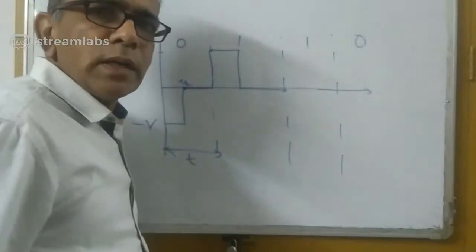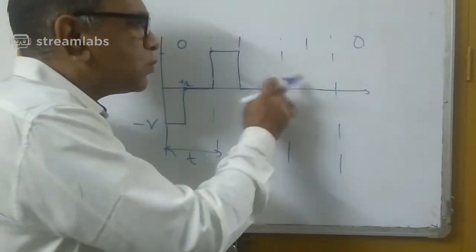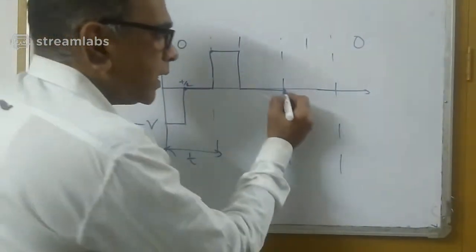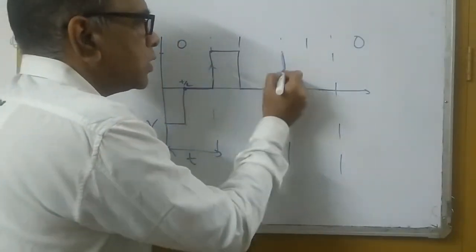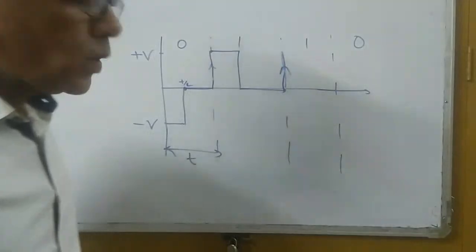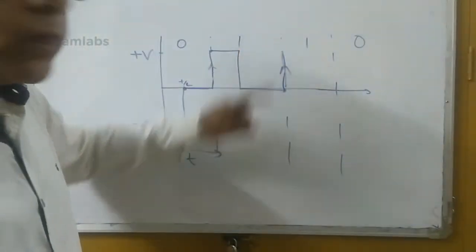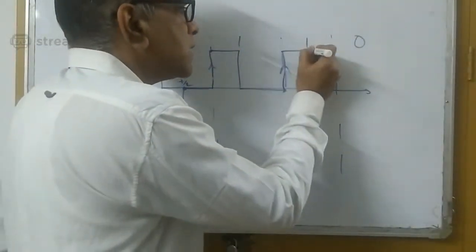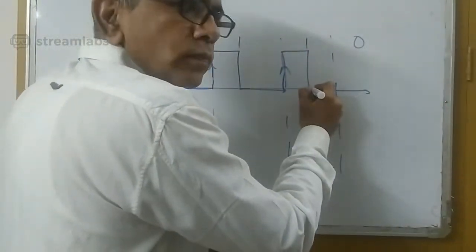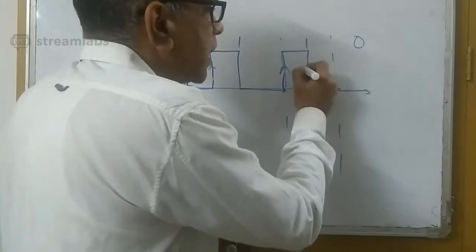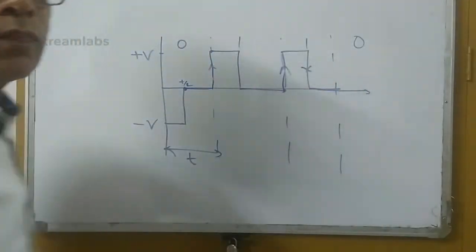Now next bit is 1. So again it has to use a positive voltage level. So you see this movement moves from 0 to positive. It stays in this level for half bit duration, comes back to 0, and stays in that 0 for the remaining half.